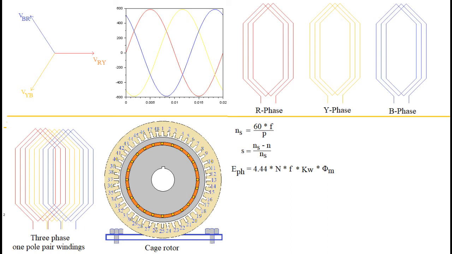Now let us consider the windings shown on the slide. These windings are known as distributed windings. These windings are shown separately for each phase R, Y and B. On the next diagram, these windings are shown in the combined form. Depending upon the number of pole pairs, this pattern of winding is repeated for subsequent pole pairs in an identical form.